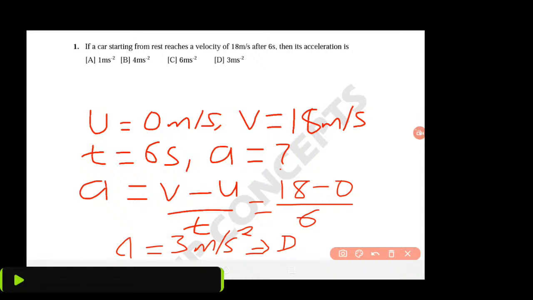The car starting from rest reaches a velocity of 18 meters per second in 6 seconds, and according to the question, if a journey starts from rest, we have our initial velocity equal to 0. Okay, now moving on, let's go to question number 2.